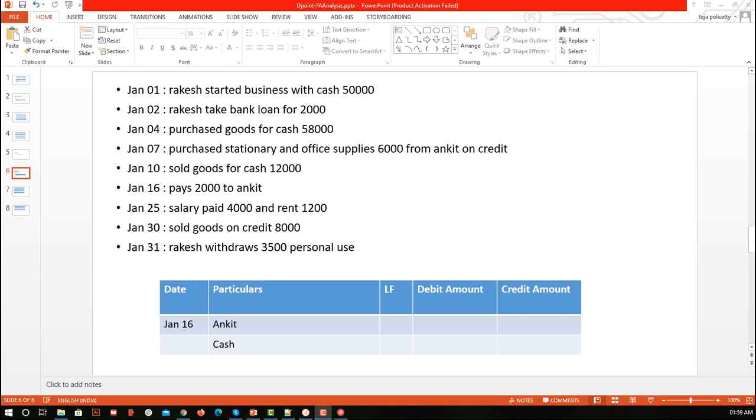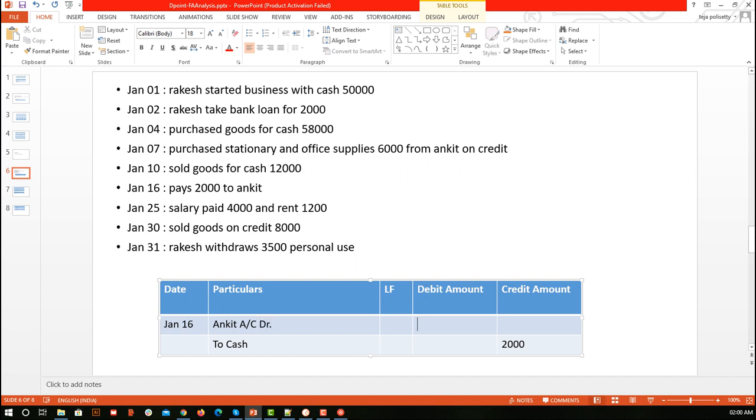Okay, so cash, real account, we are paying it, so money is going out. So we write 2,000 here, and since it is a credit account, we write CR. Okay, now Ankit pays 2,000 to Ankit. Now Ankit is getting the amount, right? Initially he sold his goods on credit, now he is getting that amount. So we can say Ankit is our debit account. So we write A/C, and we write DR.